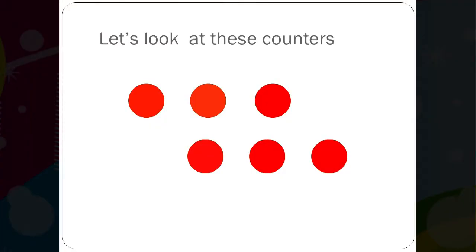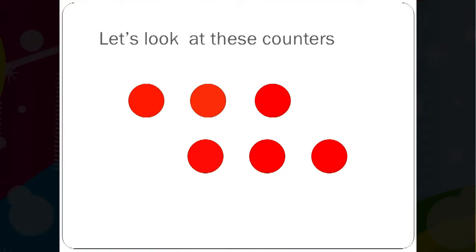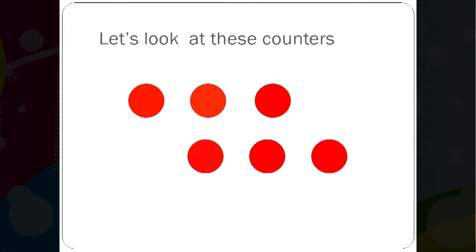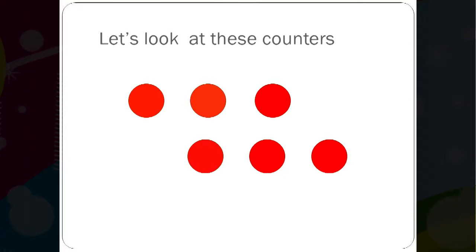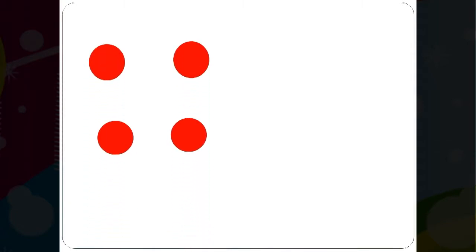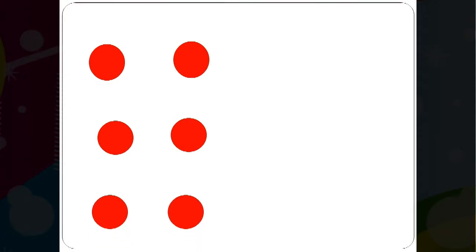Let's take a look at these counters. How many counters do you see on screen? There are 6 counters on screen. Now we're going to arrange the counters to form groups. Let's take a look. How many counters are here? We still have our 6 counters. Let's group our counters.